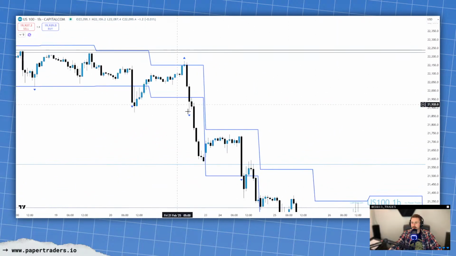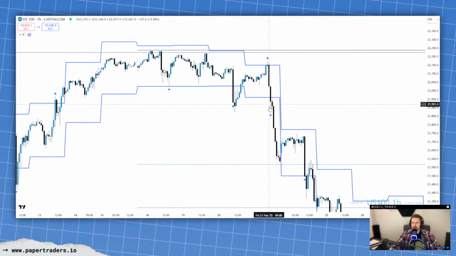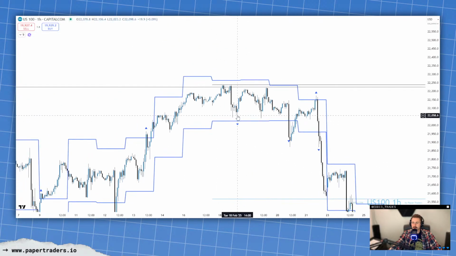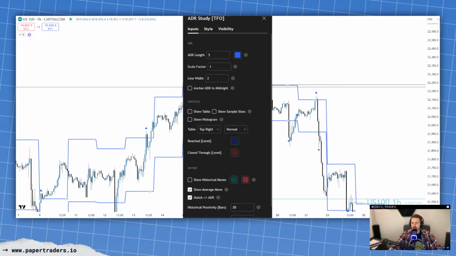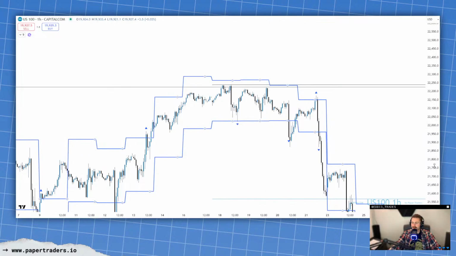So once it got below the average daily range, it would start to sell, and we've seen it bounce on that average daily.